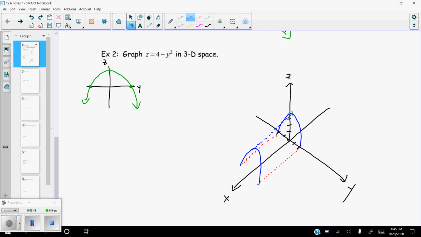But again, it is a parabolic cylinder. So it's exactly the same as what we did above. This is going to be a parabolic cylinder, and that's because the trace of it in two dimensions is a parabola, and it's a cylinder. All right, let's move on.